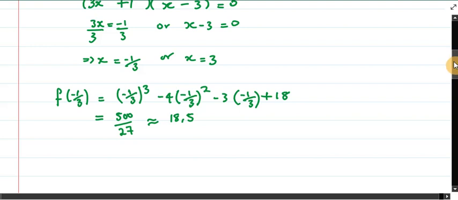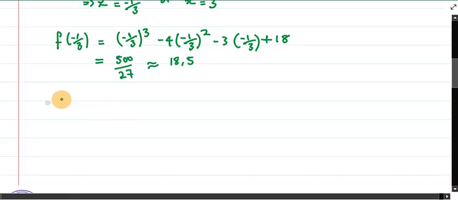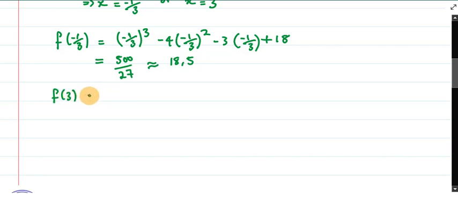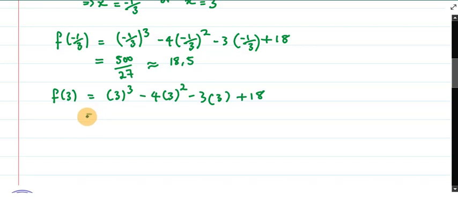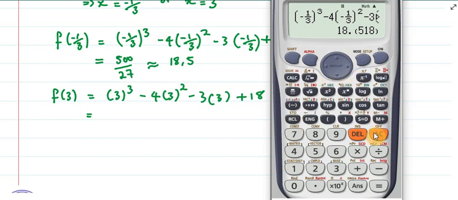Now we want to find the output where the input is 3. So now when we see x, we plug in 3. It's -4, instead of x, I plug in 3, and I square it. -3, instead of x, I plug in 3. Plus 18. What is my output? Let's go back to our calculator. Let's just run. Where I see this one, I replace it with 3.